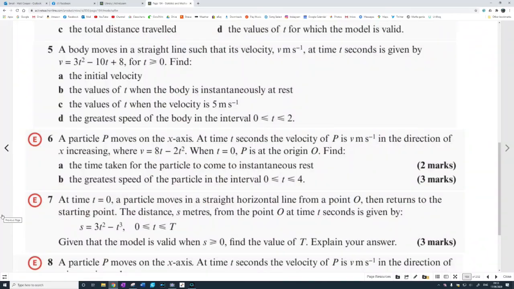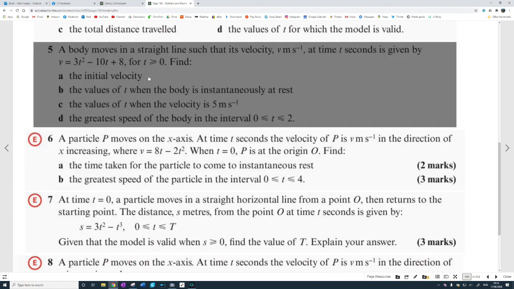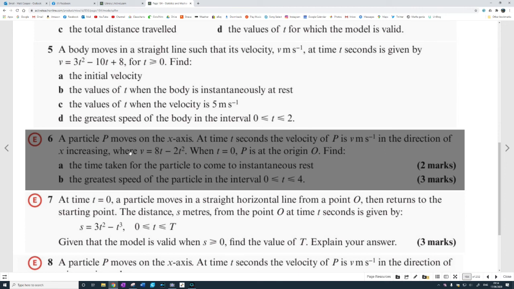So I am on page 184 in the Statistics Mechanics textbook, and there's 2 questions that I would like you to have a look at. They both feature movement described as a v equals equation. So question 5 and question 6. They are very similar to the example question that we've just done, and you should be able to answer all of the questions without differentiating or integrating. It's just using the quadratic skills that we've spoken about.